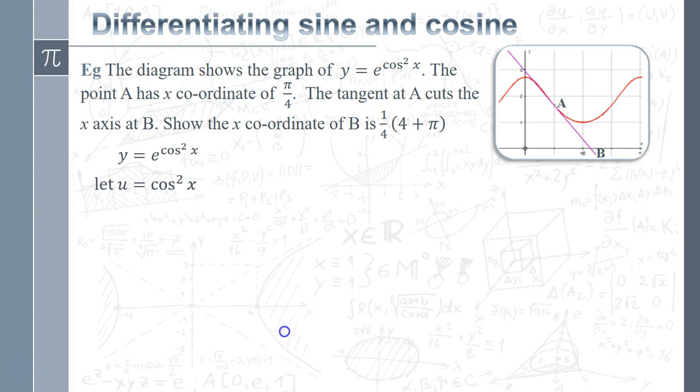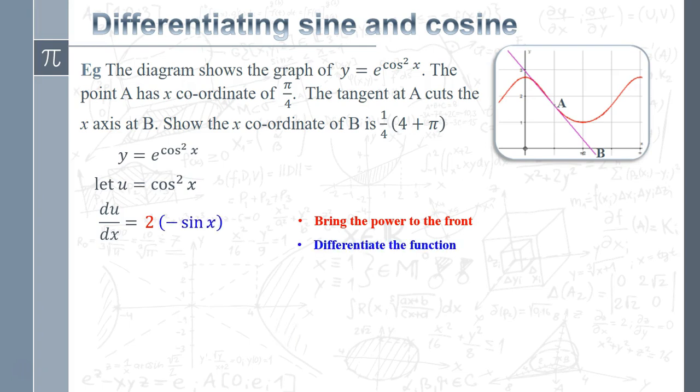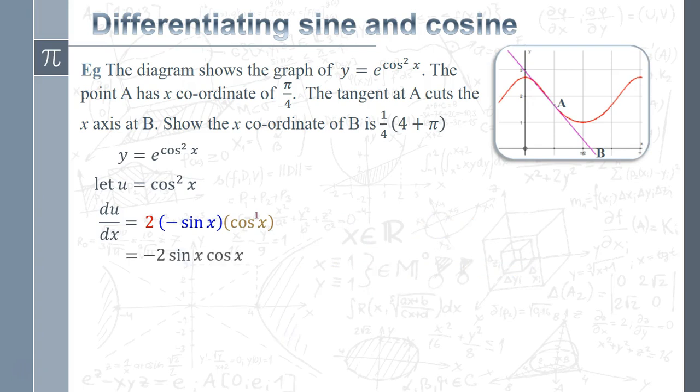So du dx is: bring the power to the front, there's the 2. Differentiate the cos, minus sine. Leave cos alone, and then take one off the power. So we end up with that. So there we've got a kind of chain rule within a chain rule type of deal going on. So that's du dx. Remember, this is the thing that we're trying to differentiate because we need the gradient so we can work out the tangent.